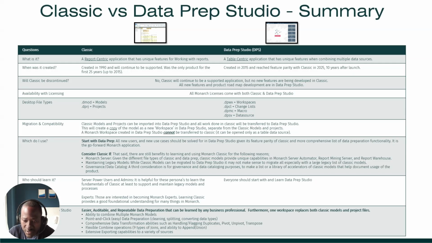splitting file columns, converting data types. A more comprehensive list of transformation capabilities: pivots, unpivots, flagging duplicates, transposing your data. A more comprehensive list of combine operations: 9 types of joins, the ability to do unions and appends, and, my screen is cutting off here, but you have an extensive list of exporting capabilities in Data Prep Studio as well.